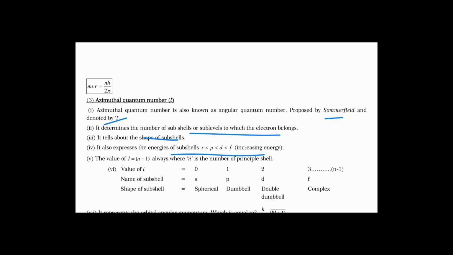The value of L is determined by n minus 1, where n is the number of the principal shell or principal quantum number. The value of L is equal to 0 for S, 1 for P, 2 for D, and 3 for F. Shape of subshell: spherical for S, dumbbell for P, double dumbbell for D, and complex for F.